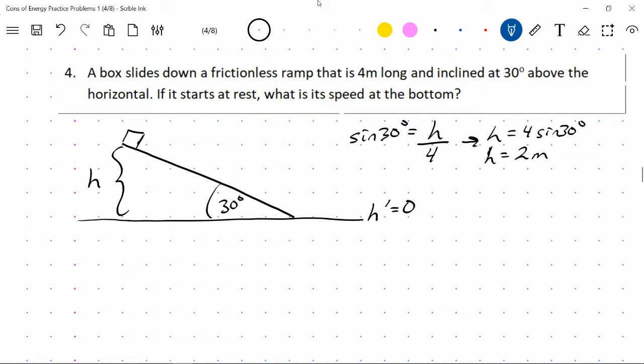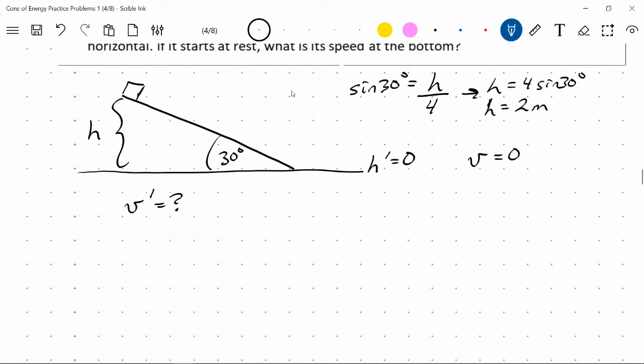It ends up at a height of h prime equals 0. It started from rest, v equal to 0, and what we're trying to do is find how fast it arrives at the bottom of the ramp. Applying conservation of energy is going to play out just like it did in the last couple of problems. The ending energy is equal to the starting energy plus the net work done by any non-conservative forces.